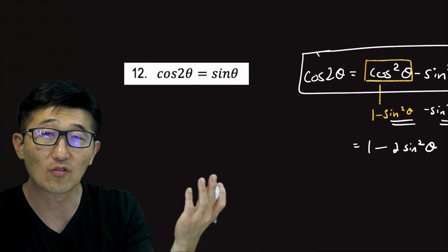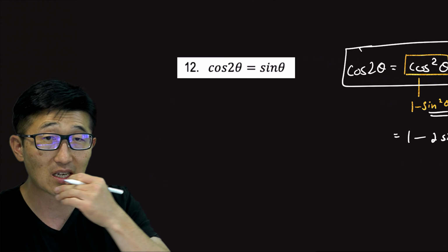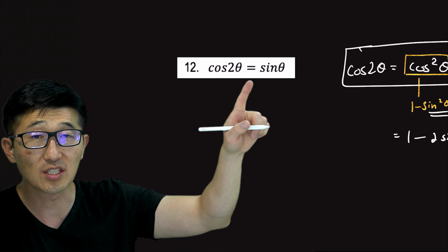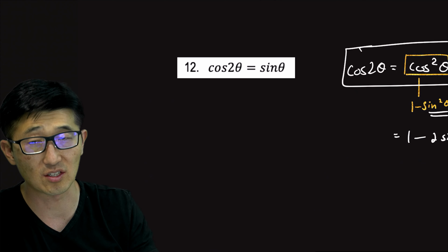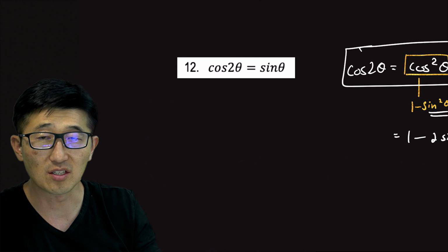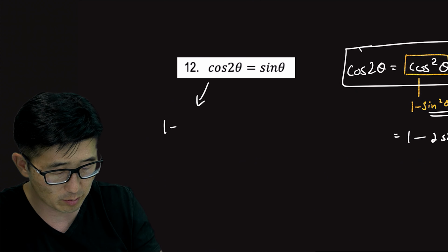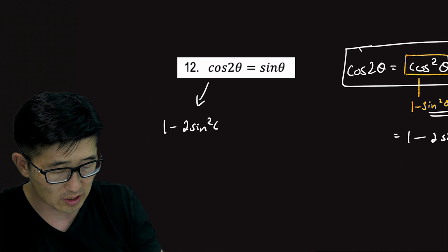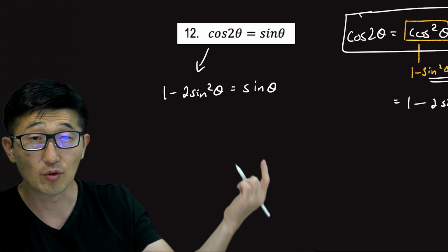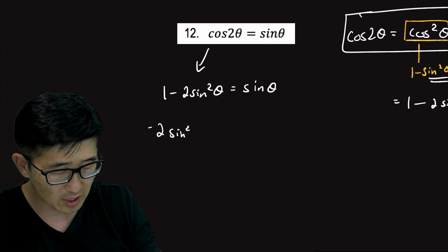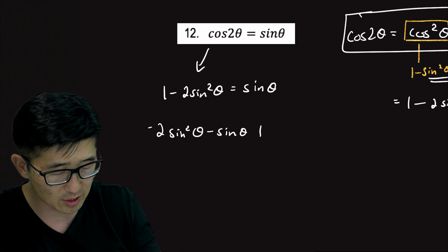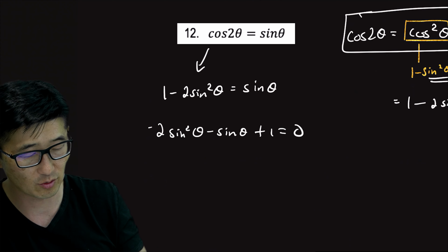Okay, so the first thing you want to do is realize that if there's an equal sign, you have to first set it equal to 0, usually, and factor. You want to factor like terms. So we're going to turn this into 1 minus 2 sine squared theta equals sine theta, and then bring that to the left side. So this will become negative 2 sine squared theta minus sine theta plus 1. I just rearranged it. Do you see how that works?